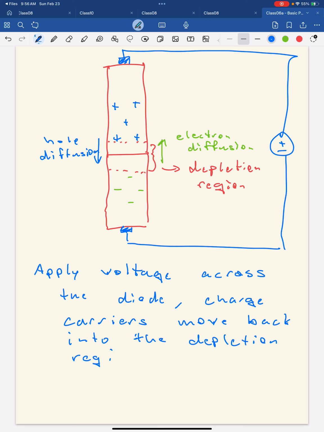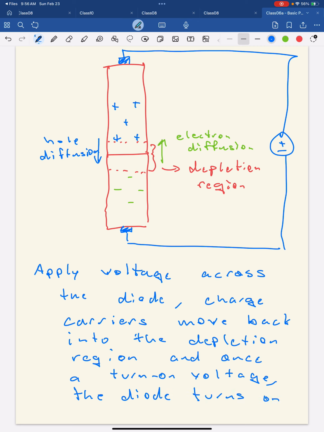And the diode turns on. And I suppose I should be careful. Once we reach a threshold, or a turn-on voltage, the diode turns on and current flows. Now, to be a little bit careful here, we don't actually hook a voltage source up directly to the diode. That's not safe. We could exceed the diode's rating and burn it out.